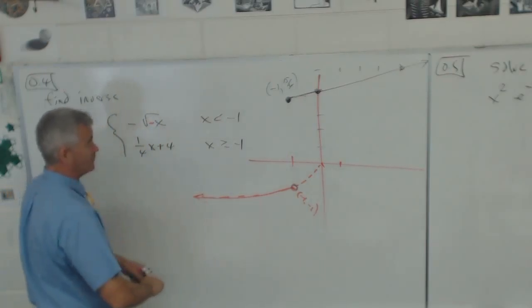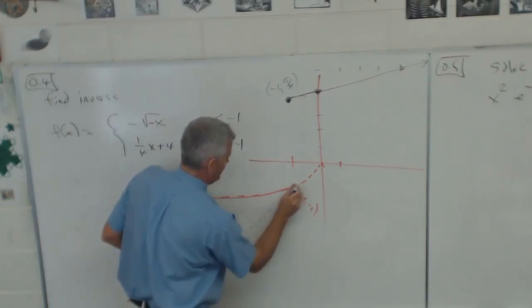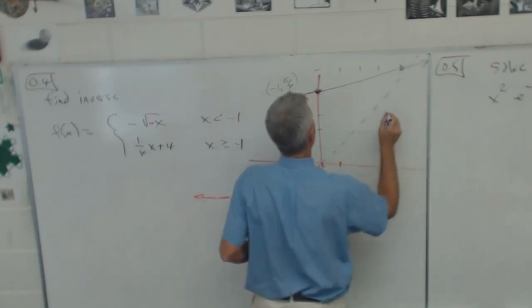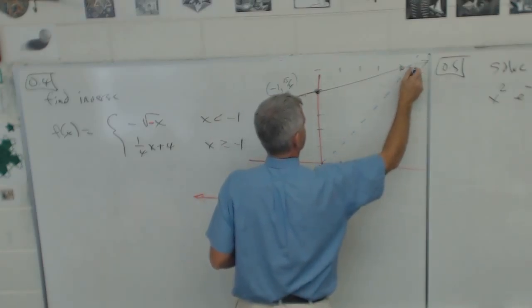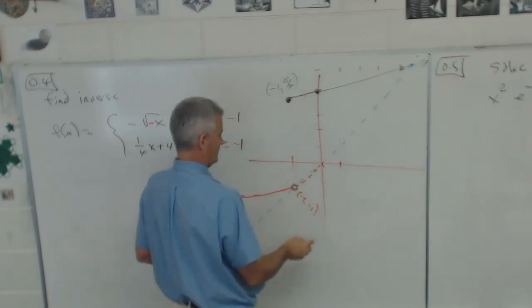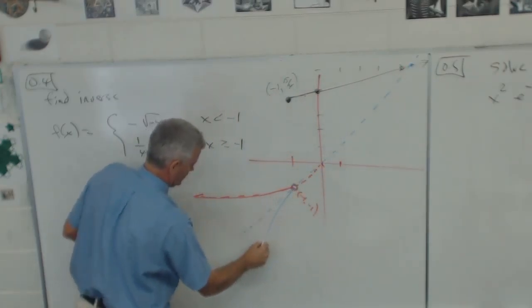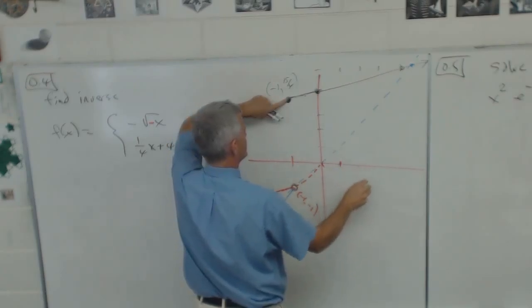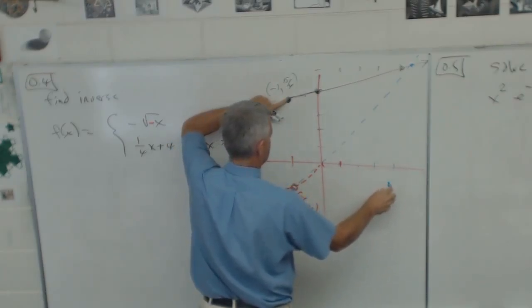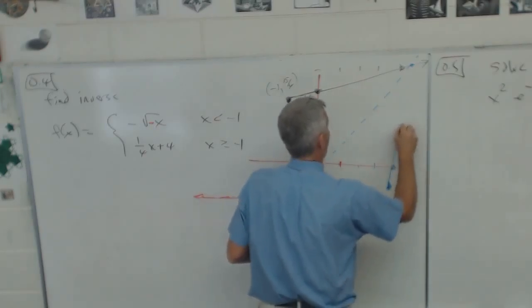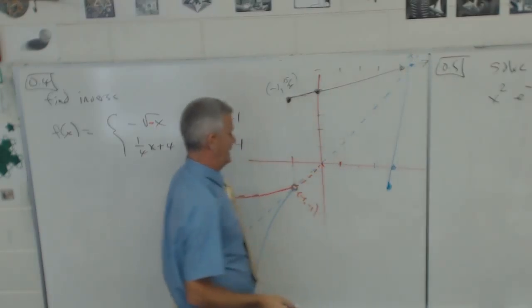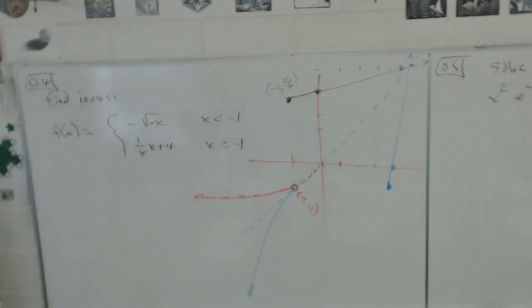Now, when I do the inverse of this, I'm going to be flipping it across the line. This is somewhere over here. I'm going to flip it across, so this is actually going to go this way, and this is going to, instead of -1, 15/4, be 15/4, -1, and it's going to look like that. That's the graph of the inverse.